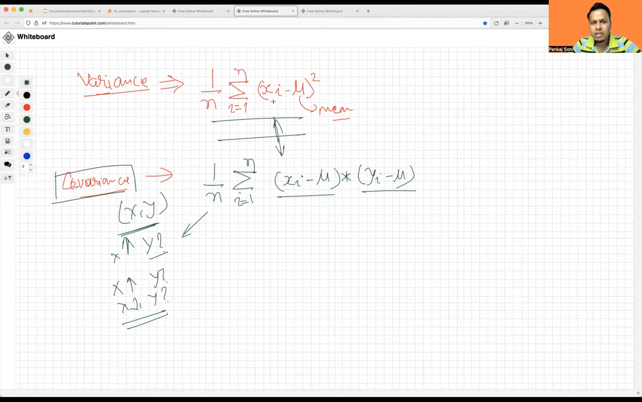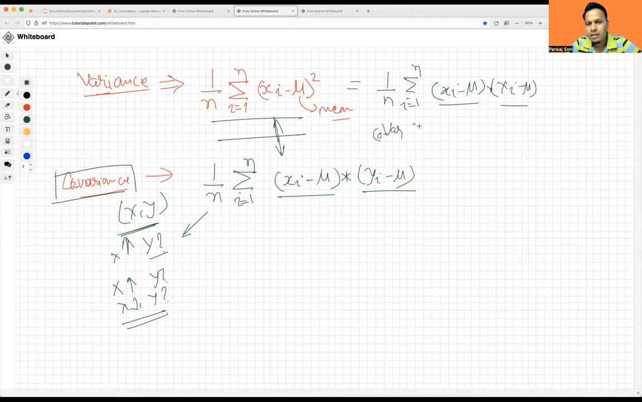covariance and variance, what is happening in the variance, we can write like this also: sum from 1 to n of (xi minus mu)(xi minus mu). We can write it this way because this is a square, so this multiplied by that will be a square. So basically you are calculating the variance, or maybe the covariance of x with respect to x. That is the same thing we are doing.